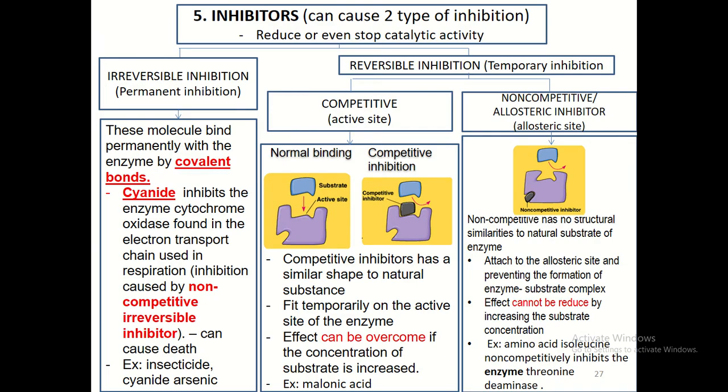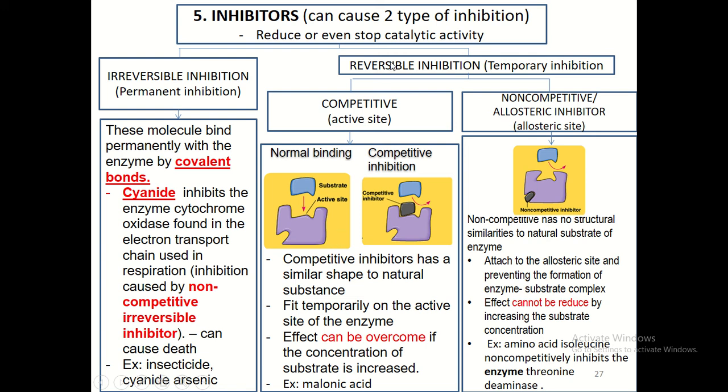Next is inhibitor. So what is an inhibitor? An inhibitor is a reactant, a ligand, not the substrate, of course, that can reduce or stop the catalytic activity of the enzyme. And we have two types of inhibitor. The first one is reversible inhibitor, and the second one is irreversible inhibitor.